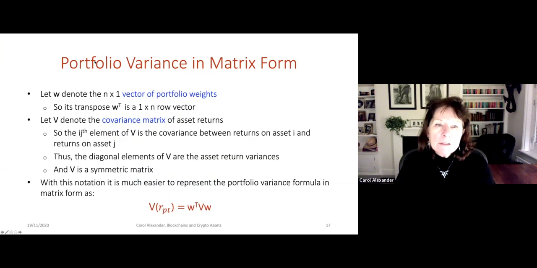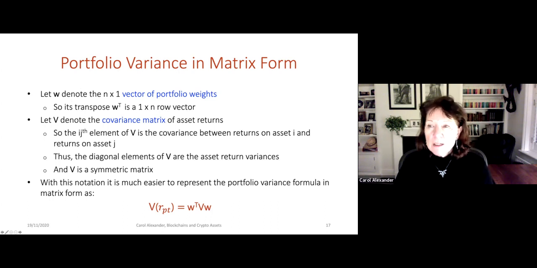Now, we're going to write it in matrix form because I have to do this in Excel and I can't do that horrible formula in Excel, but I can do this in Excel. So this is just a bit of matrix algebra. W is the vector of portfolio weights.